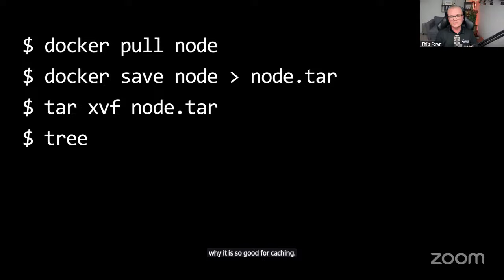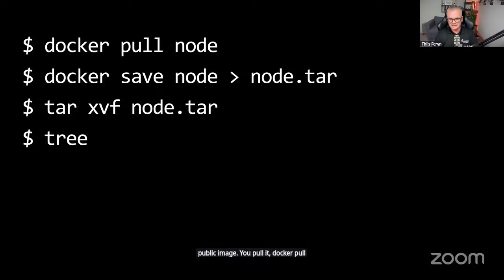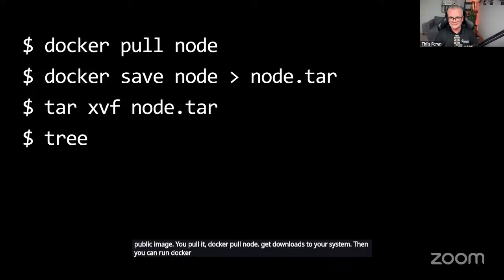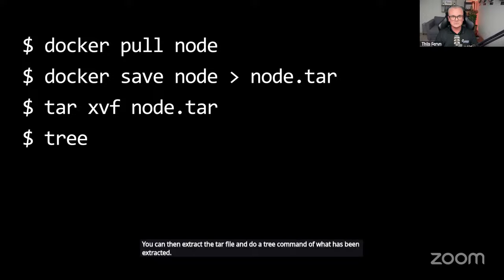So imagine you're doing a docker pull on your system of the standard Node.js public image. You pull it, docker pull node, it downloads to your system. Then you can run docker save, if you want, of that node image and redirect the output to a tar file, node.tar. You can then extract the tar file and do a tree command of what has been extracted. And this is what you'll see.